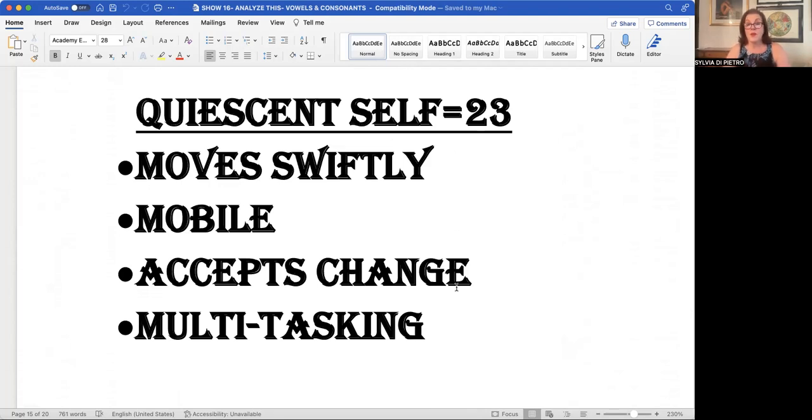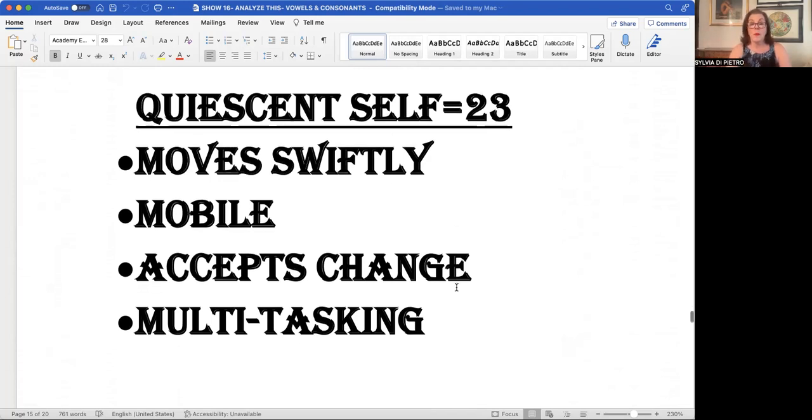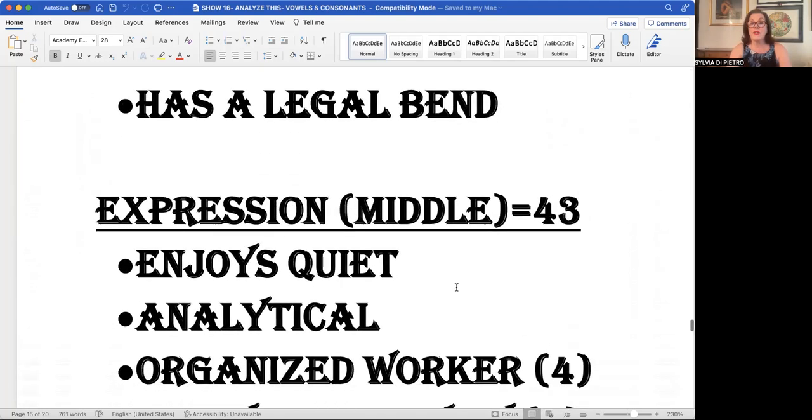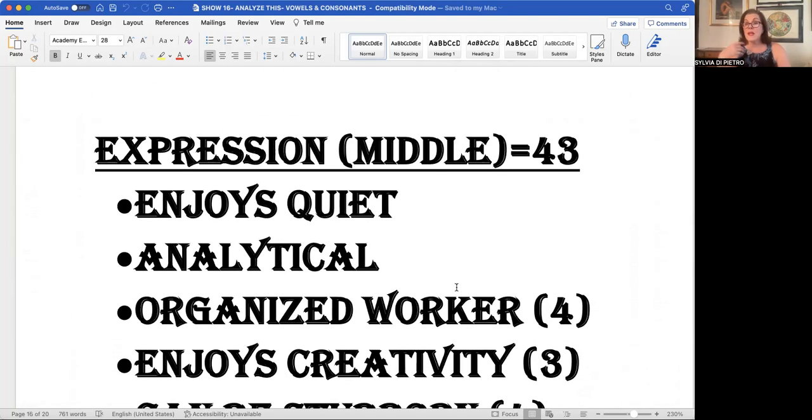Let's look at how I appear to others. My quiescent self, that 23. It's a 2 plus 3 equals 5. I move swiftly, I'm mobile, I can accept change, I can multitask, I have a legal bent. That's how I appear to others.